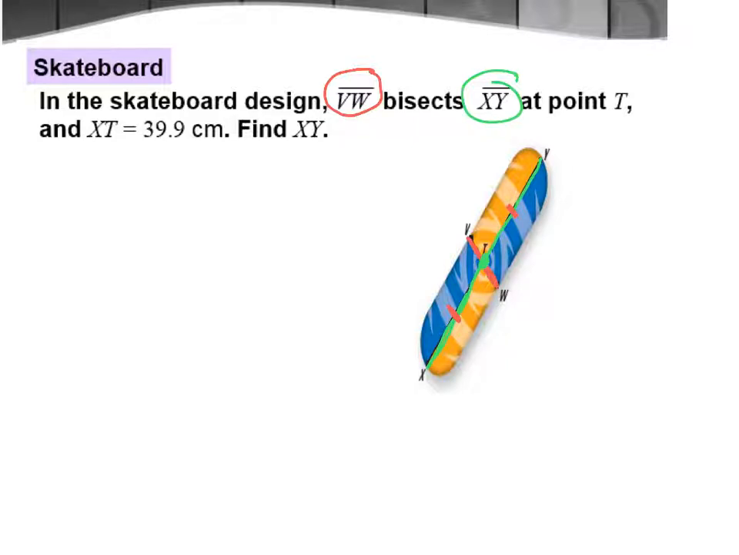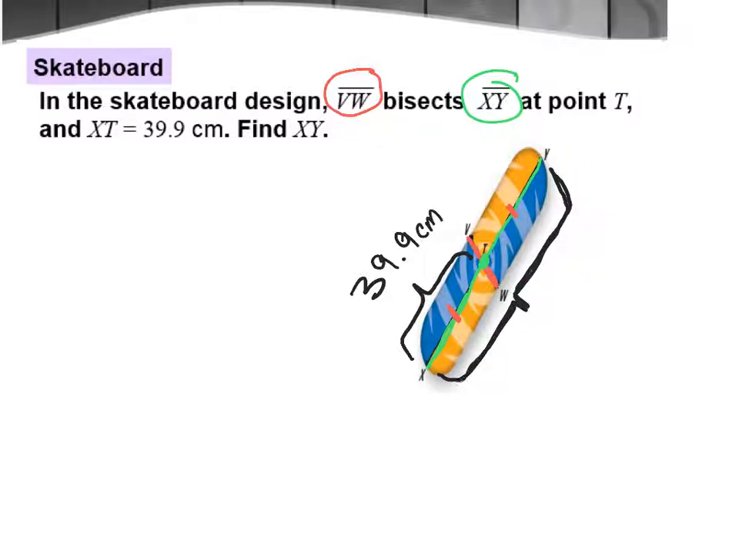And additionally, they tell me that XT, the distance from X to T, is 39.9 centimeters. That distance is 39.9 centimeters. And they want me to find XY.